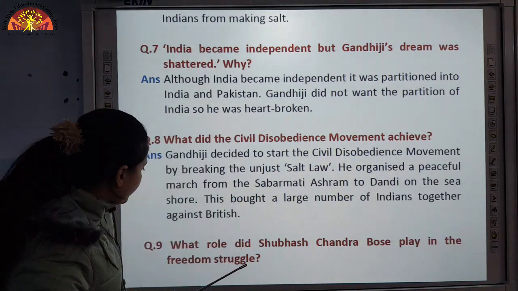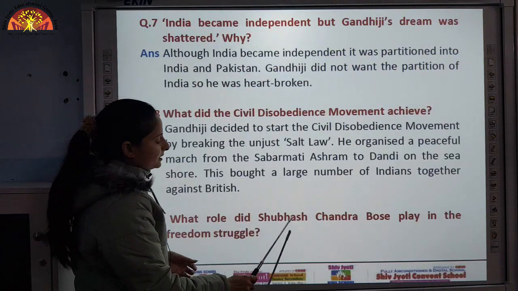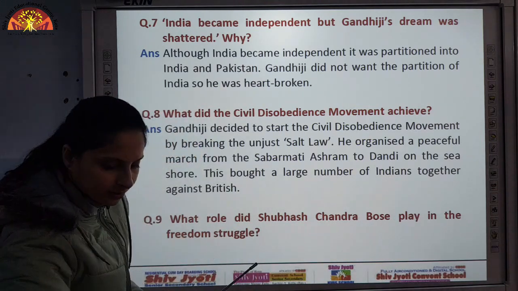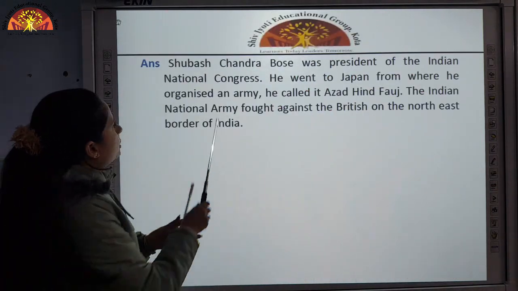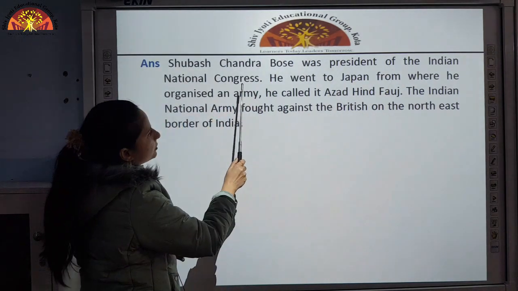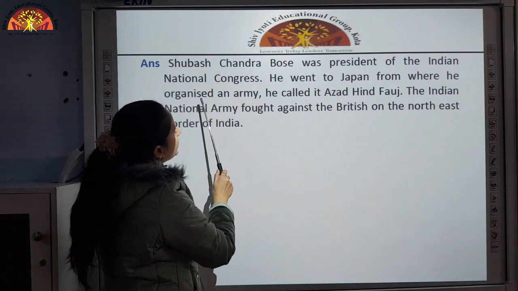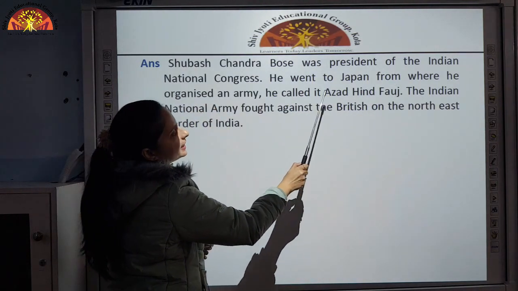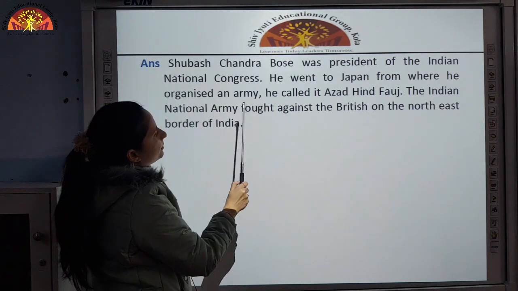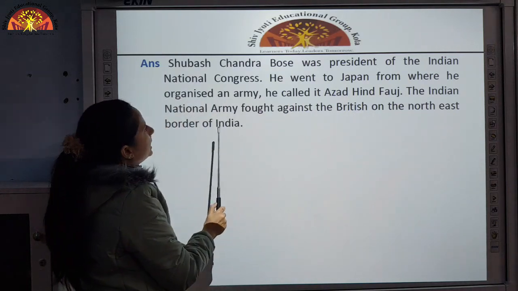Now, question number 9 is, what role did Subhash Chandra Bose play in the freedom struggle? Subhash Chandra Bose was president of the Indian National Congress. He went to Japan, from where he organized an army. He called it Azad Hind Fauj. The Indian National Army fought against the British on the northeast border of India.